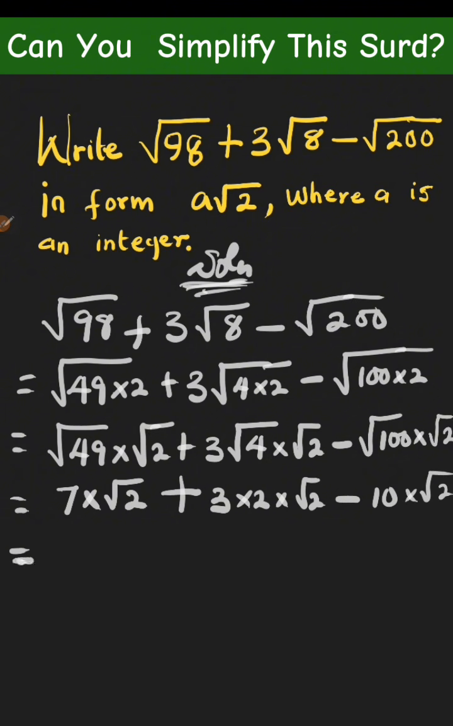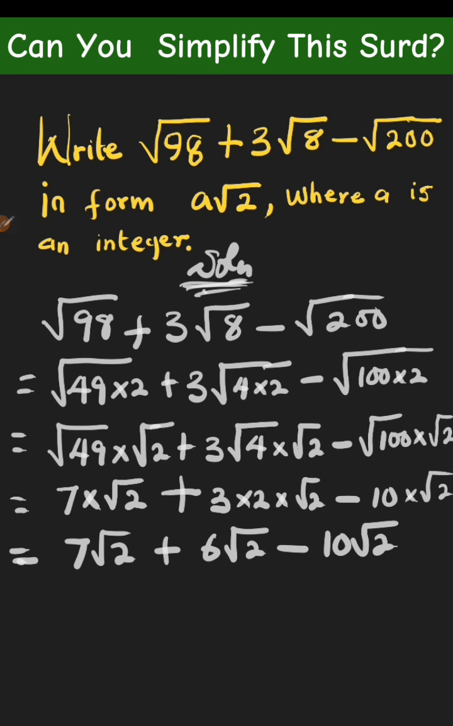Now we simplify this to be 7 × √2. Short way to write it is 7√2, plus 3 times 2 gives us 6 × √2, which gives us 6√2, minus 10 × √2, which gives us 10√2. Now √2 is common, meaning 7√2 plus 6√2 gives us 13√2, minus 10√2 gives us 3√2.